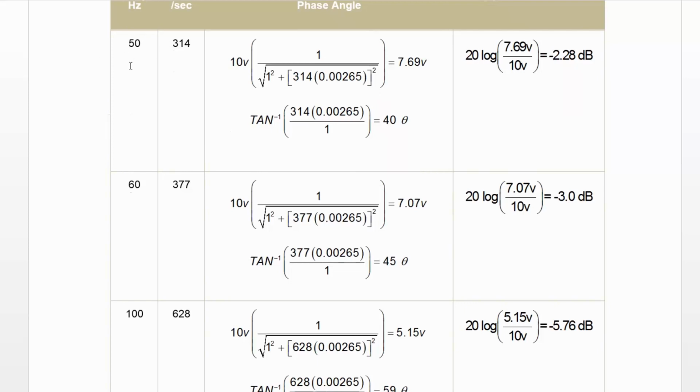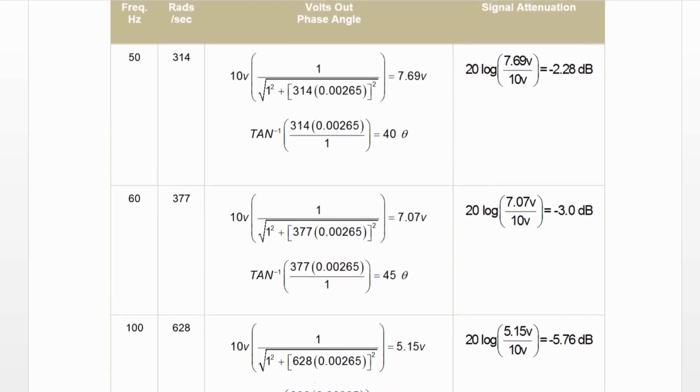Here are frequencies, 50 hertz, and here's our corner frequency, which is 60 hertz. So when we look at our radians per second, that's 377. So 2 pi, 6.28, times the frequency, 60 hertz, gives us 377 radians, times 0.00265, that equals 1. That's almost exactly 1.